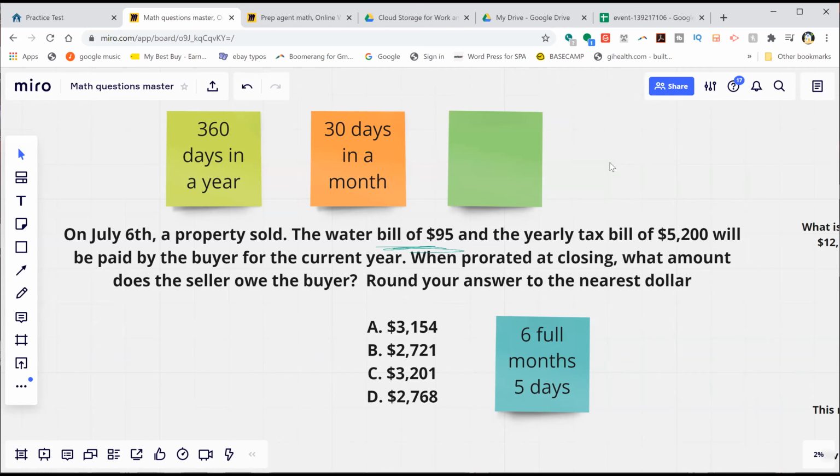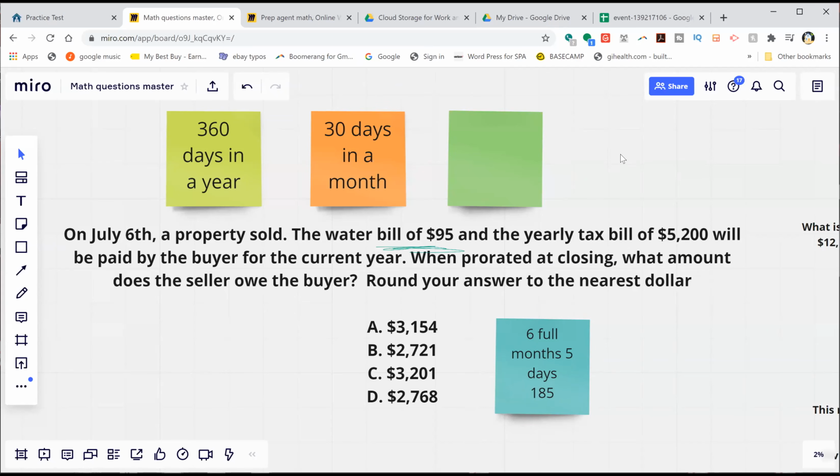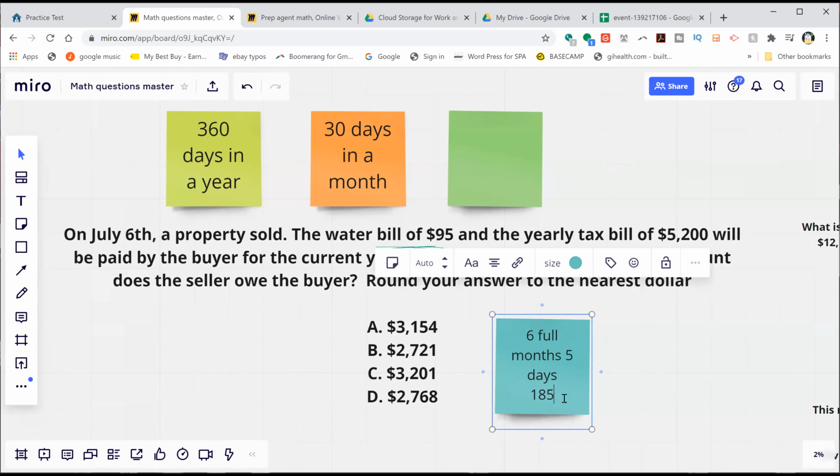Closing day, day of settlement always goes to the buyer. Day of settlement, always responsibility of the buyer. So the seller was in the home 6 full months, multiply that by 30, and 5 days. So they were in the house 185 days. Okay.